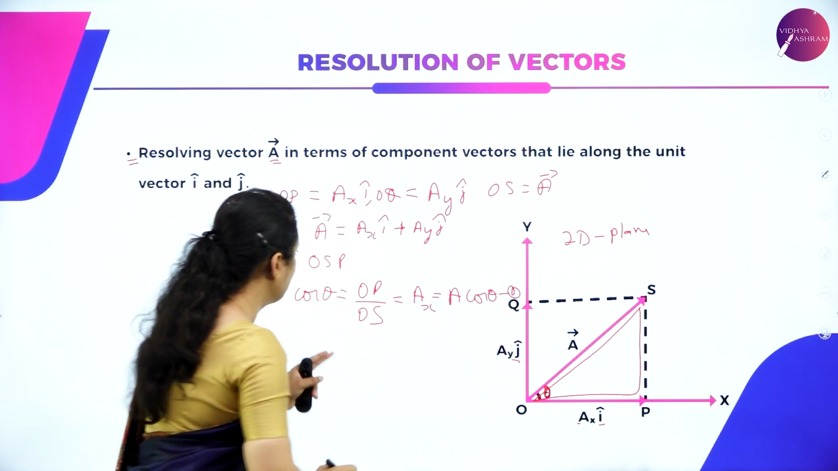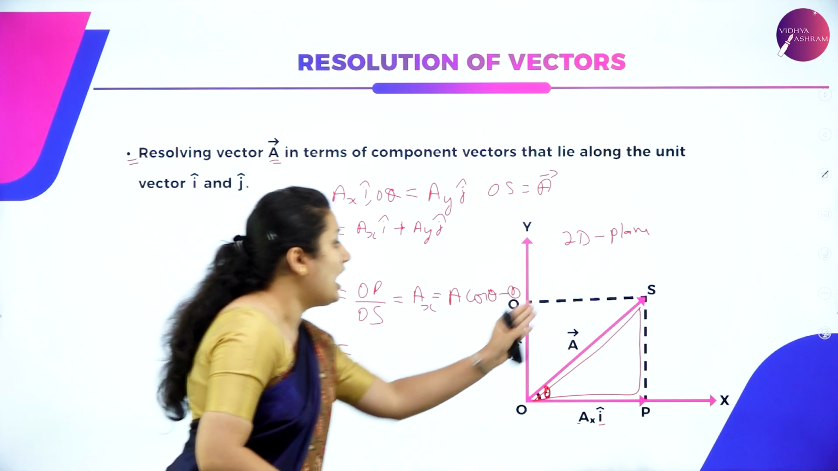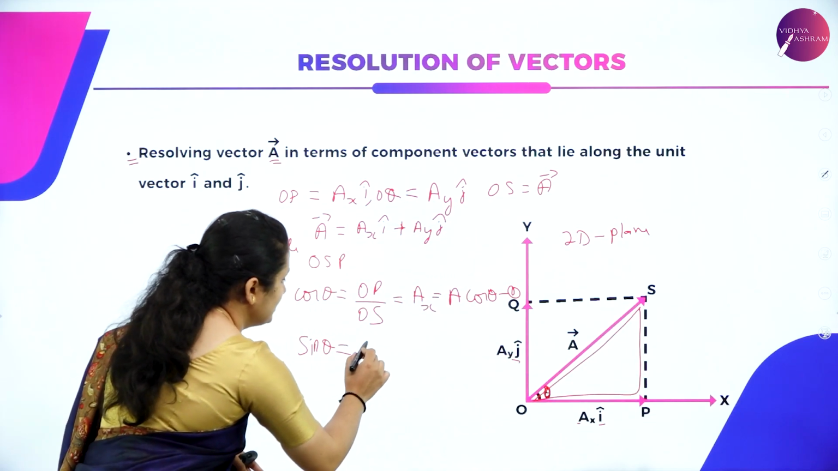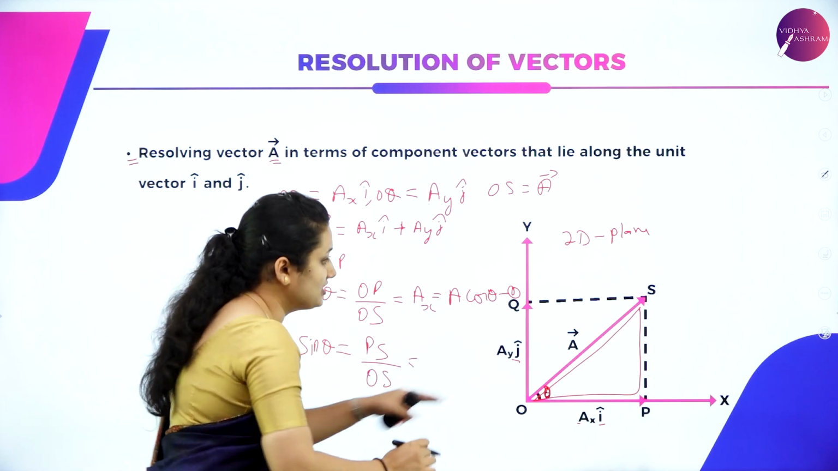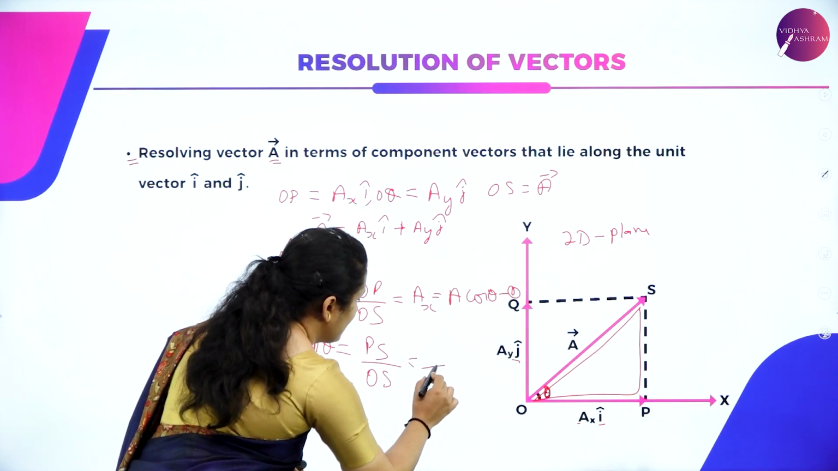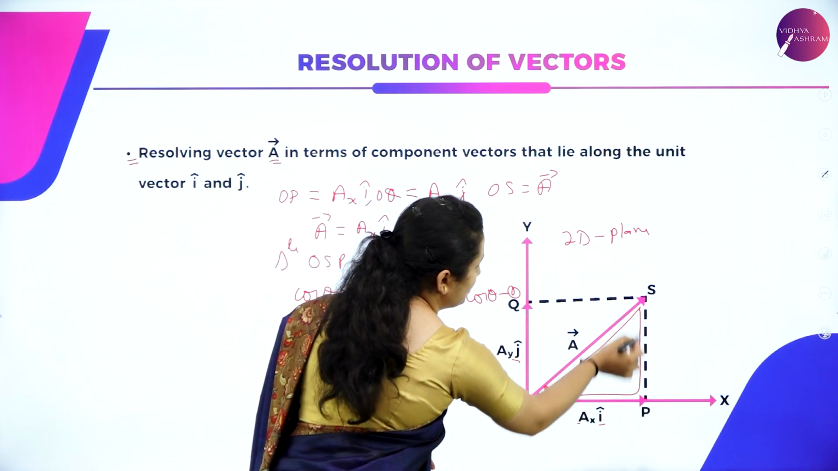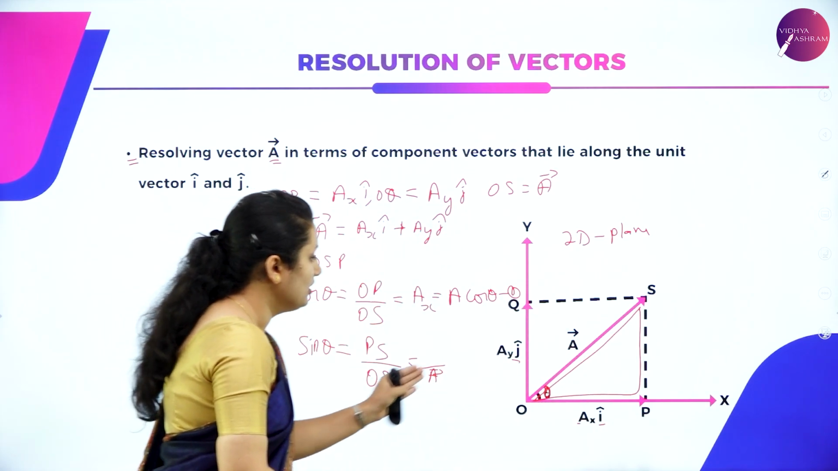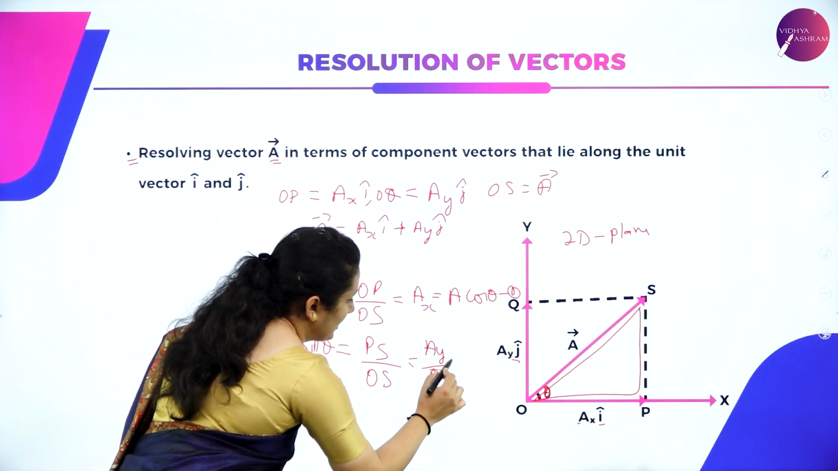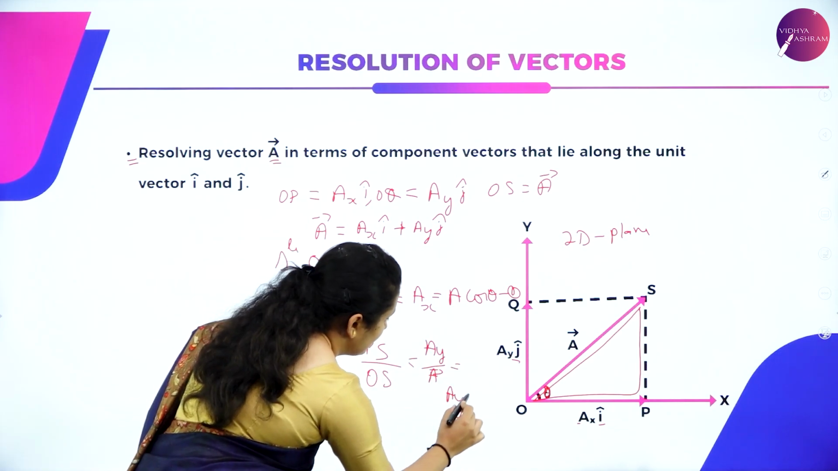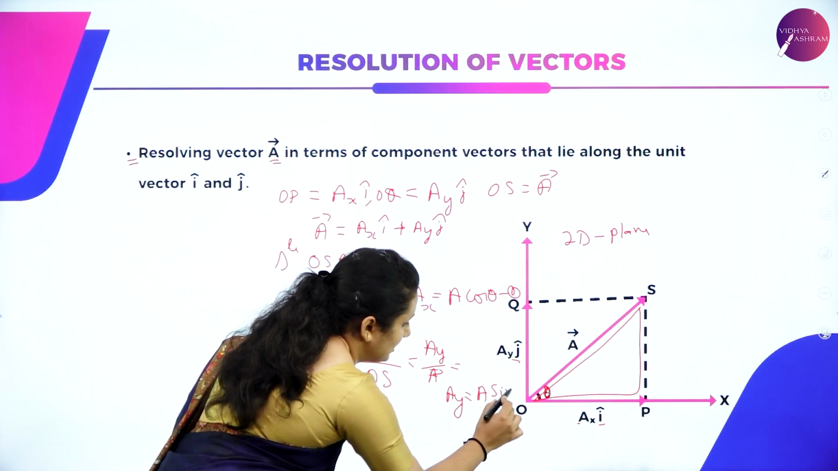This is cos theta. Then what is sin theta? Sin theta is given by opposite by hypotenuse. So it is PS, opposite by hypotenuse is OS. Hypotenuse value is A. And what is PS? OQ is parallel to PS, it is a parallelogram here, so PS is also AY. So I can write AY is equal to, bringing the A vector to LHS, A sin theta.